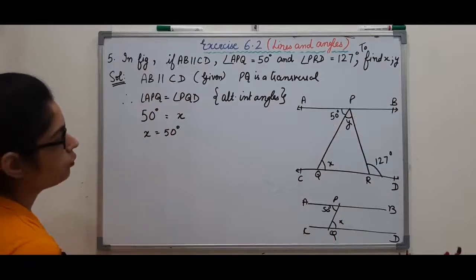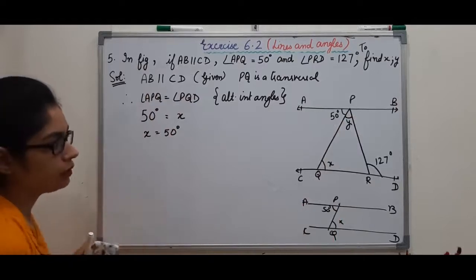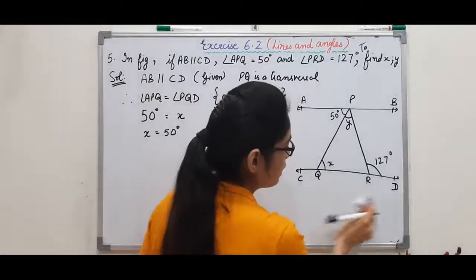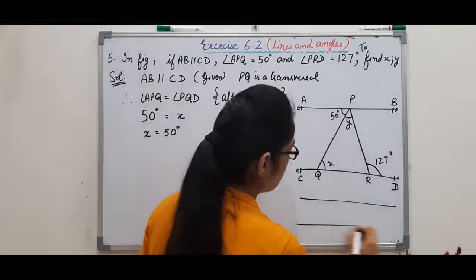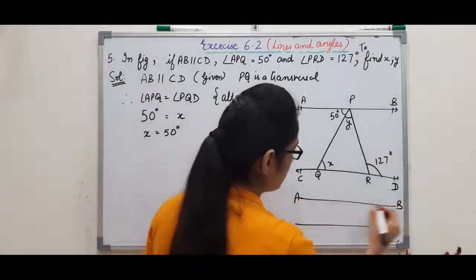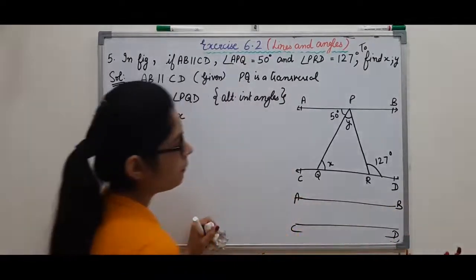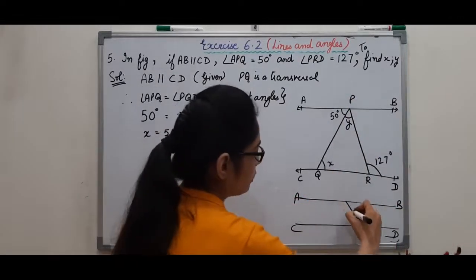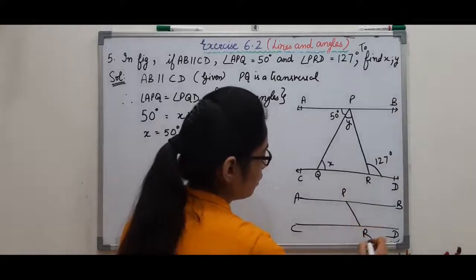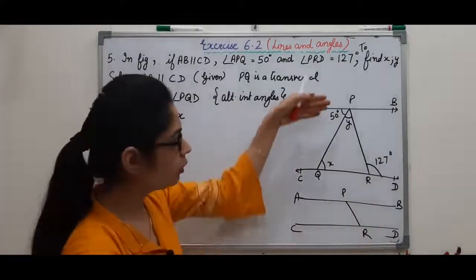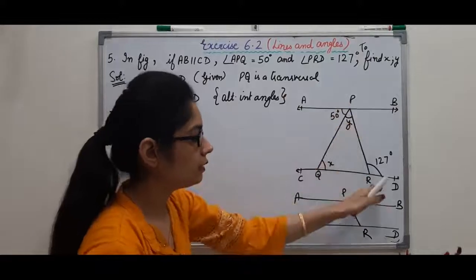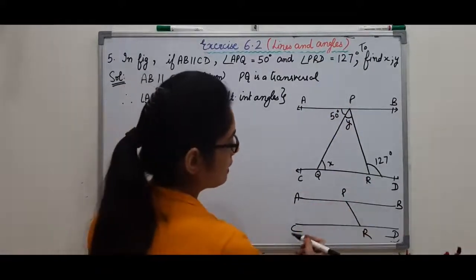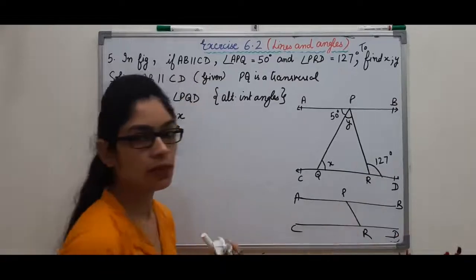So let's move forward. Again we have to mention this thing. One different figure I'll draw now. Same lines, because it's given AB is parallel to CD and same transversal. Instead of the same transversal, now we will take this transversal PR. Earlier we took PQ, now we are taking this transversal PR. So only that much I am taking now, two lines AB and CD and transversal PR.